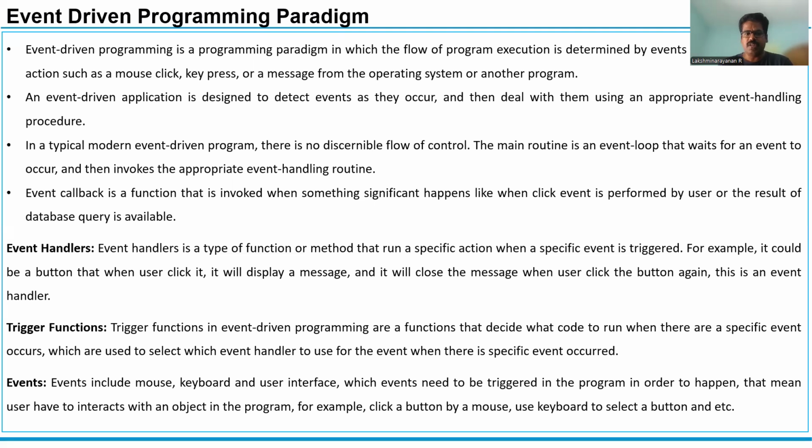A trigger function in the event-driven programming paradigm decides what code is to be run when a specific event occurs, which is used by the specific event handling. An event includes the mouse, keyboard and user interfaces, and needs to be triggered in a program in order to happen. That means a user has to interact with an object in a program, for example the button or the mouse.